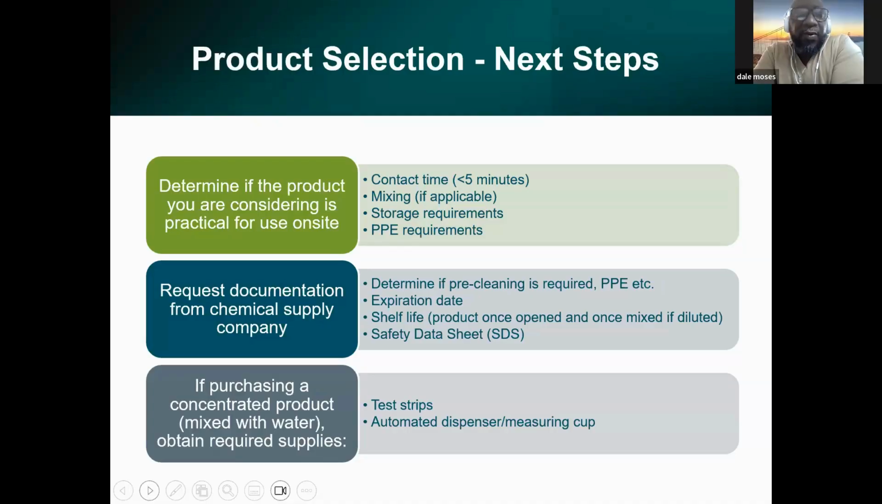And also reviewing the safety data sheet, ensuring, as I mentioned earlier on, whether or not I have to wear PPE to mix or whether I have to wear PPE to use the product as well.